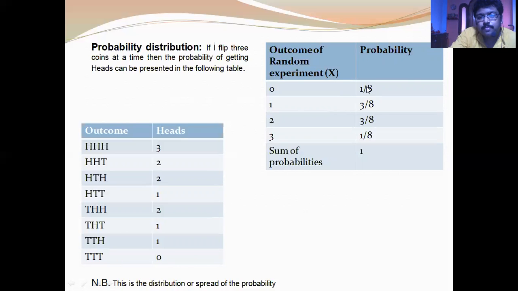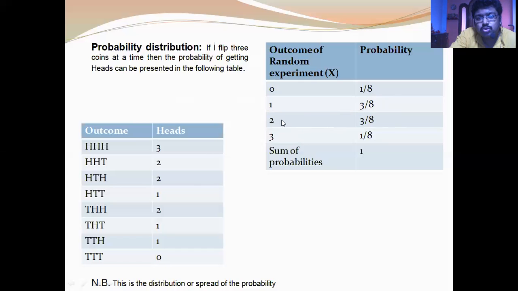Here you can find 1, which means you are getting a head one time. There are 3 such cases. This is the favorable case, and 8 is the total number of outcomes. So this is the relative frequency.